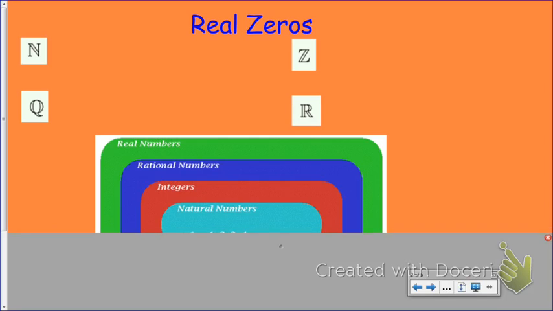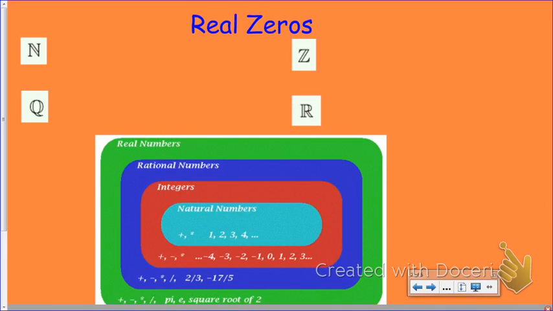If you look, this little set here shows how these tie together. The real numbers are the largest set and include everything: positives, negatives, fractions, pi, e, square roots. Rational numbers do include those fractions. Natural numbers, though, only include your positive whole numbers.